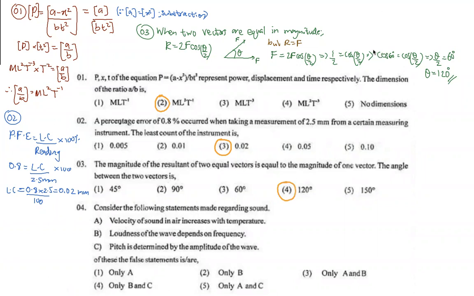And if you want me to represent that in a diagram, when you have two vectors at an angle of 120 degrees between them, this is one vector, this is another vector, F, and the resultant is this.